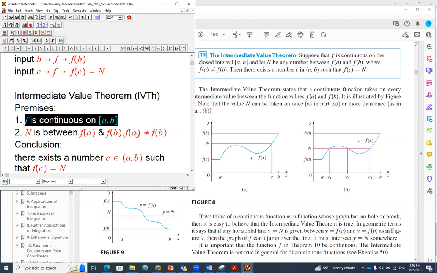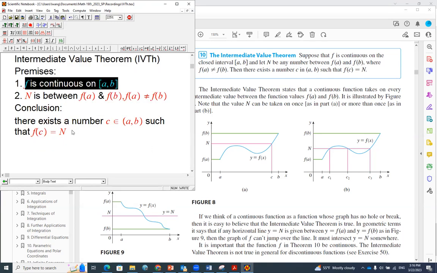But oftentimes, this theorem is used in a very special circumstance. So I'm going to call it a corollary of the theorem.